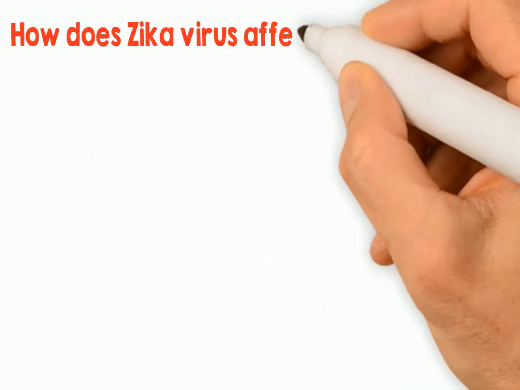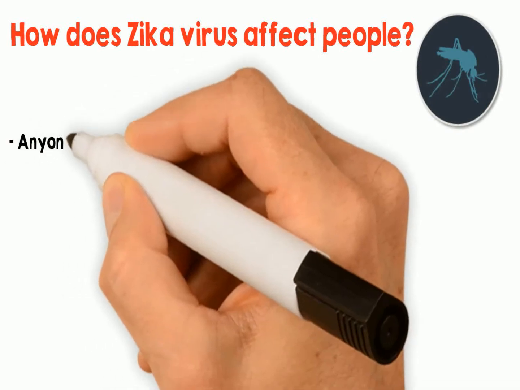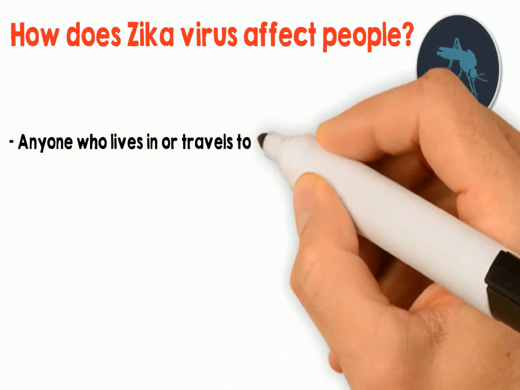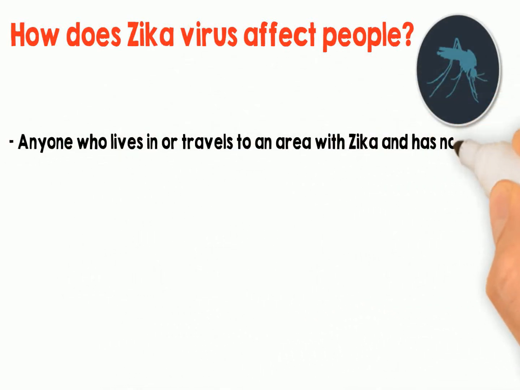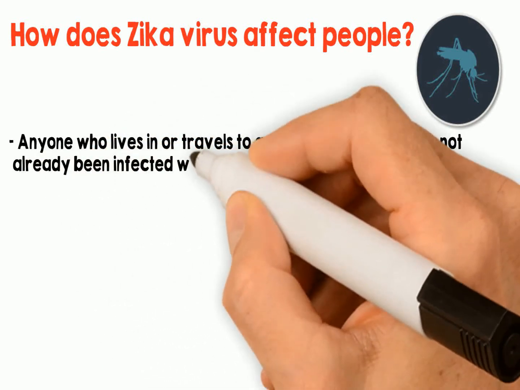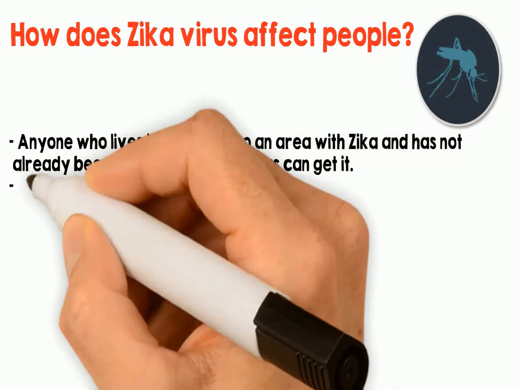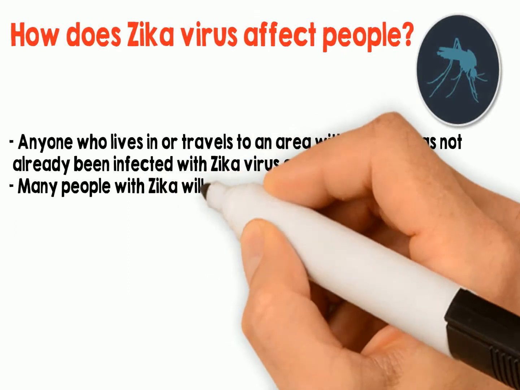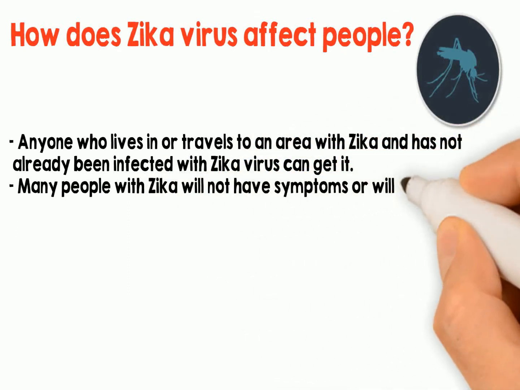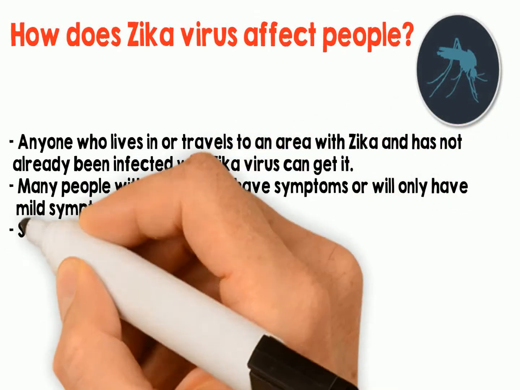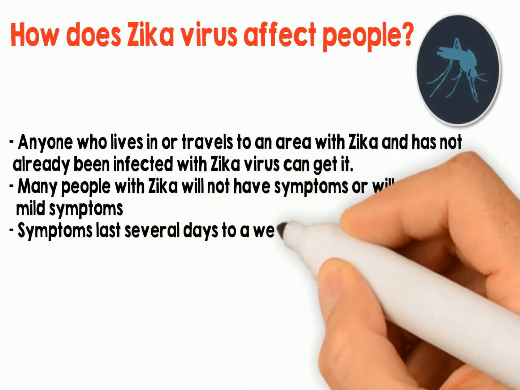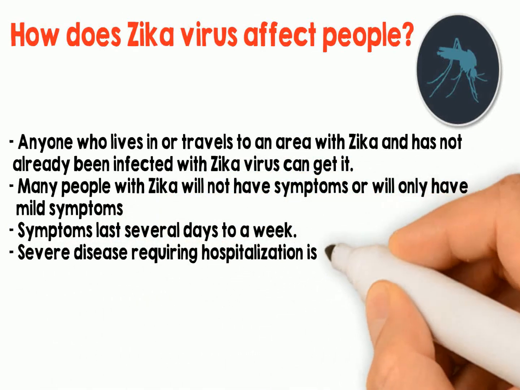How does Zika virus affect people? Anyone who lives in or travels to an area with Zika and has not already been infected with Zika virus can get it. Many people with Zika will not have symptoms or will only have mild symptoms. Symptoms last several days to a week. Severe disease requiring hospitalization is uncommon.